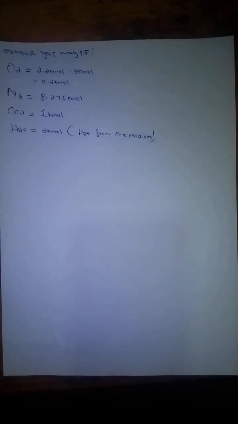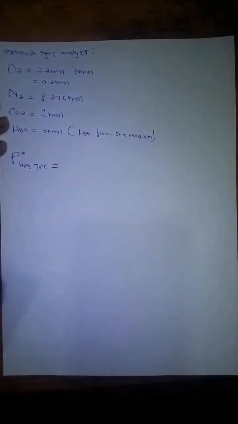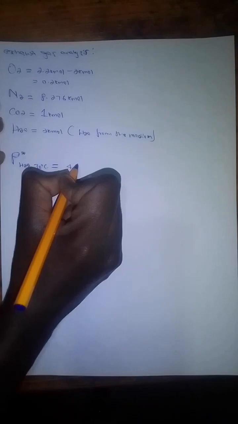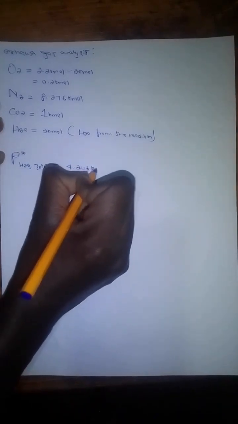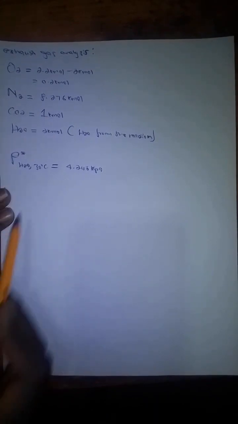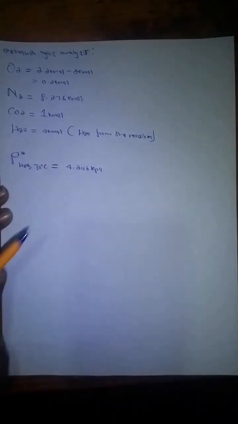So let me just write it here. It's usually denoted with P with a star, written as P* of H2O at 30 degrees Celsius. This you get from the steam tables. So the vapor pressure of water at 30 degrees is equal to 4.246 kilopascals. That means that at 30 degrees, water vapor can handle a maximum of 4.246 kilopascals.